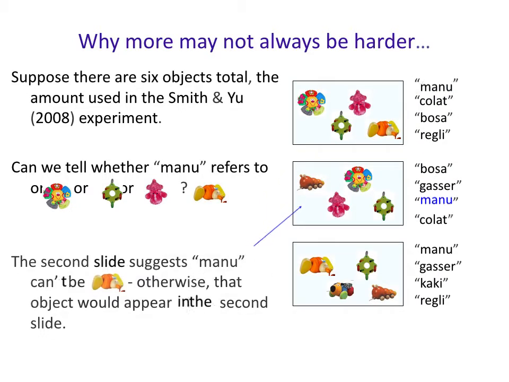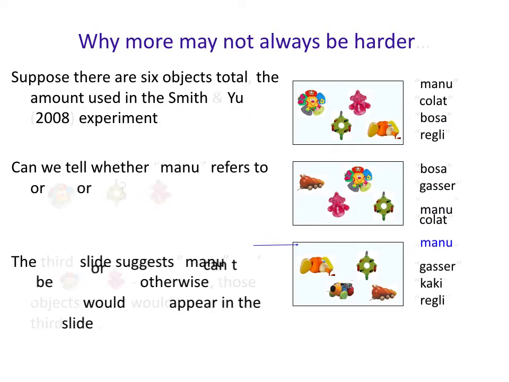Now, what about the second one? That was my cat on the background there. The second slide suggests that Manu can't be that little orange guy, right, that was in the first slide, because otherwise that object would appear in the second slide. So we've now ruled him out, right?